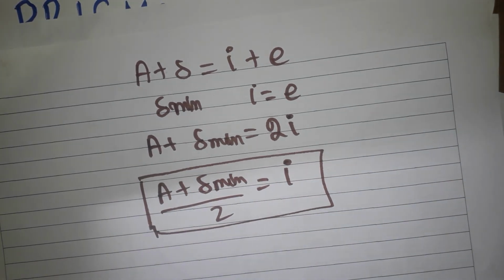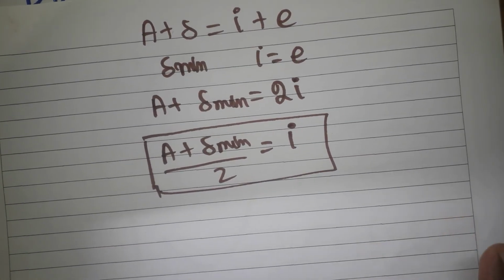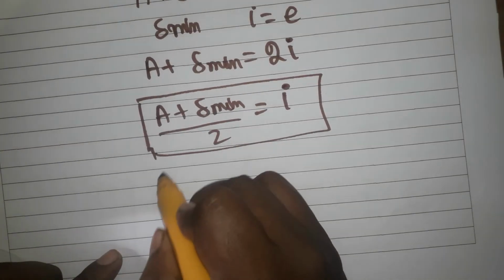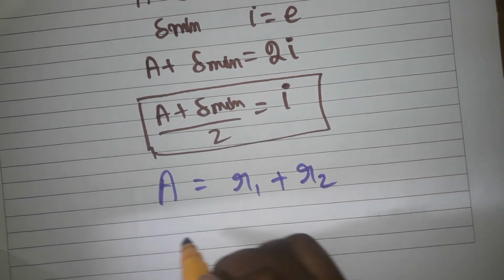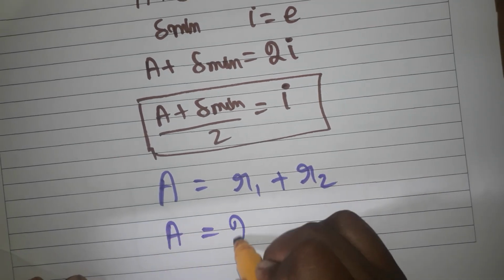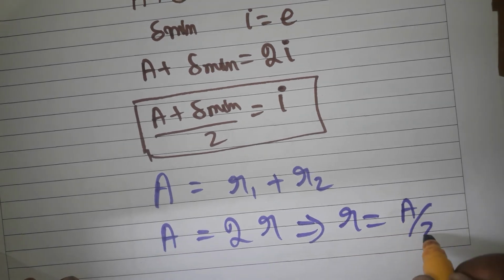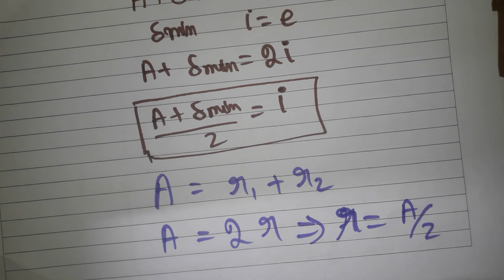Now what is the angle of refraction? We know already that A is equal to R1 plus R2. Since these two are equal, A is equal to 2R. So R is equal to A by 2. So R also I got, and I also I got.